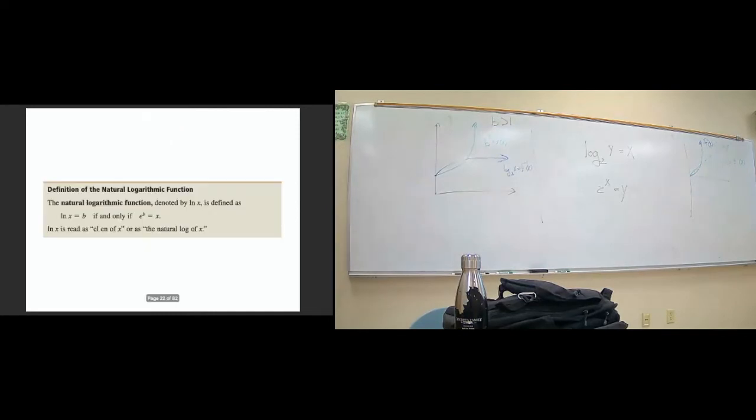So having said that, some more definitions. The definition of the natural logarithm is that the ln of x is equal to b if and only if e raised to b is equal to x. So what we're saying is log base e of x is equal to some b if when you raise e to that power of b, you get x back out. And we read the ln as the natural log. The natural log is just called the ln in notation.